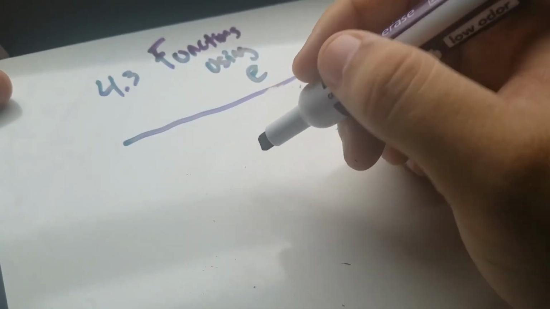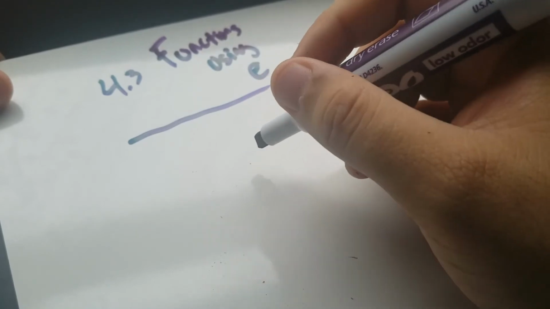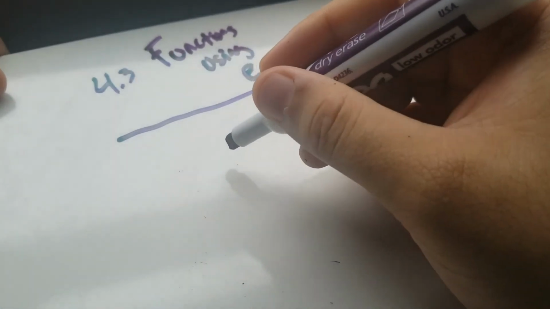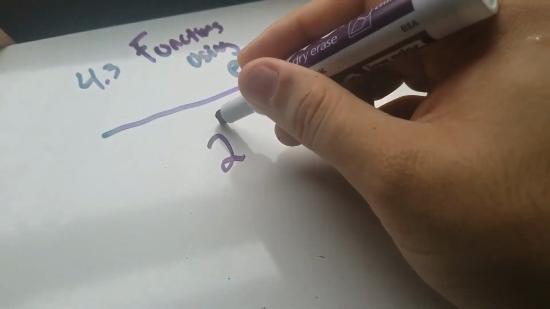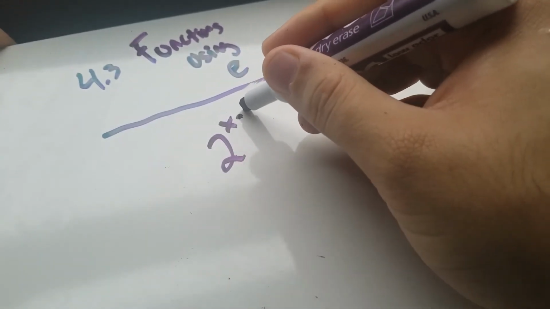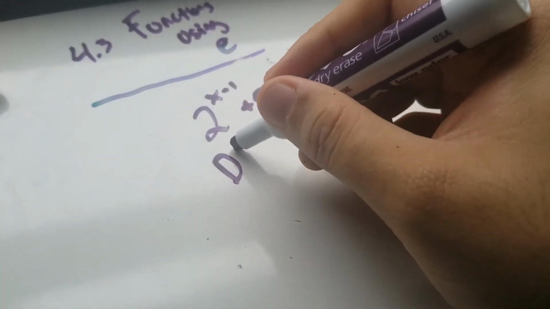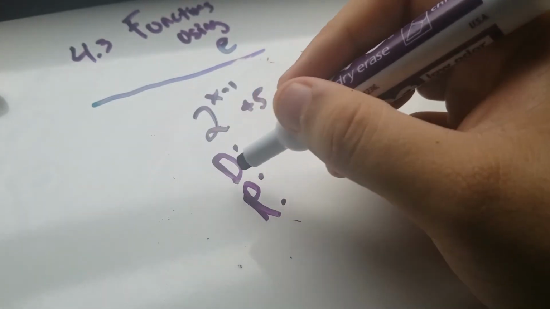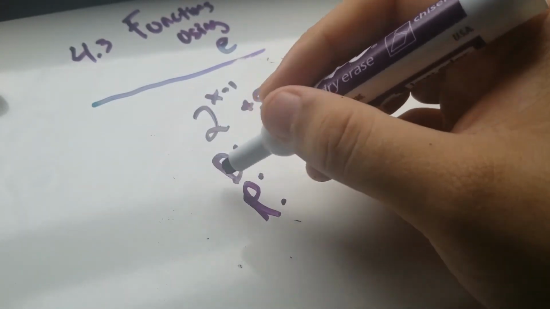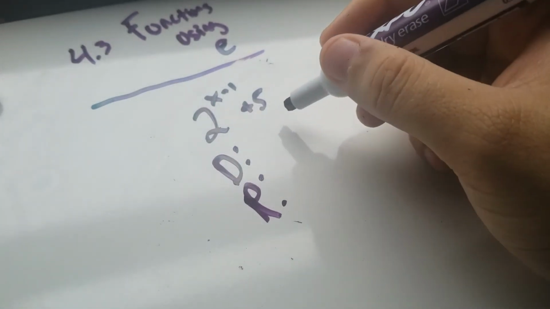When we talk about domain and range with exponential growths and decays, it's actually very easy. So I'm going to write an example that would be from last section. Let's do 2 to the x minus 1 power, plus 5. So we need to find the domain and range. I'll give you 3 seconds. Can somebody tell me what domain is? Good. The domain is all the x values.